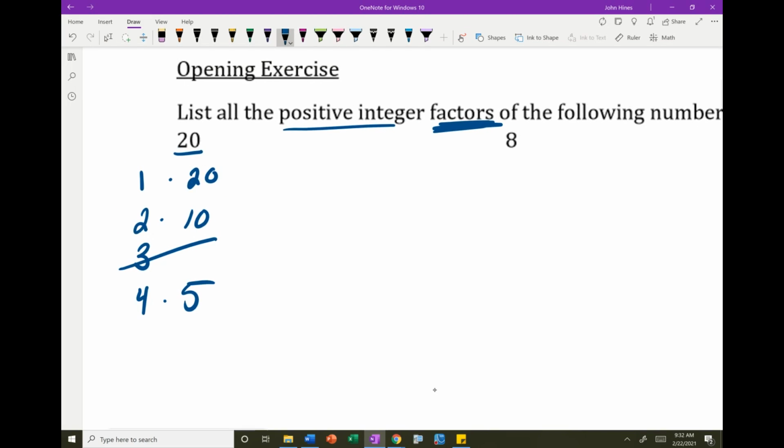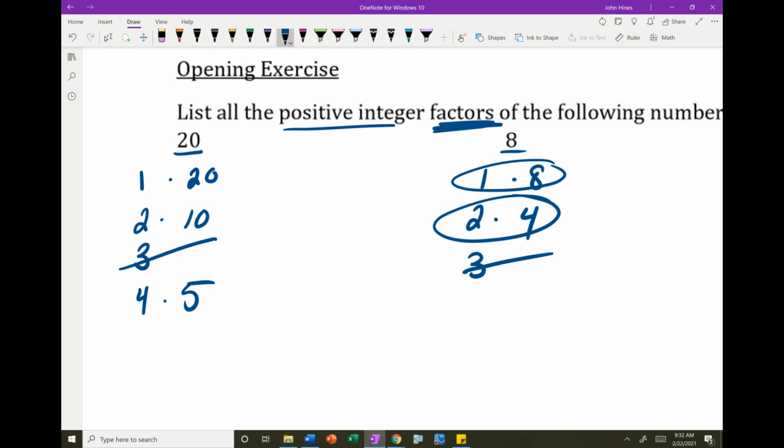So I go in order and figure out what's the other factor that makes the given, in this case, 20. So same thing with 8. What multiplies to 8? Well, 1 times 8. And I'm going to go to 2. 2 times 4. We all know that. 2 times 4 is 8. 3, nope. 4 times 2, that's a repeat, so I don't need to write that. So these are my only combination of integers that multiply to 8.